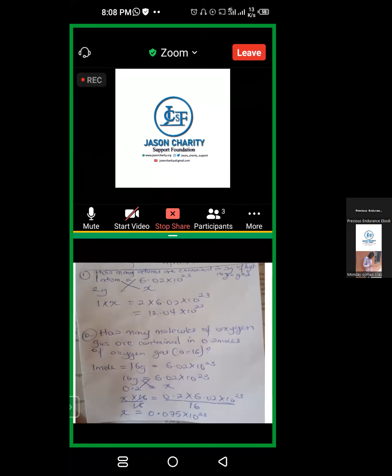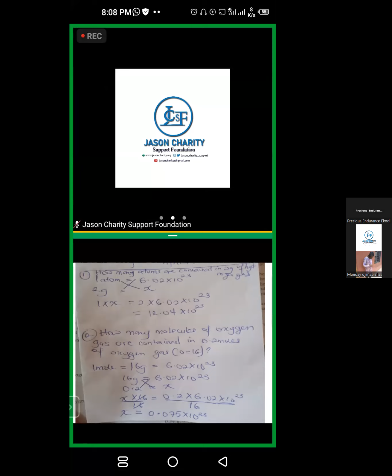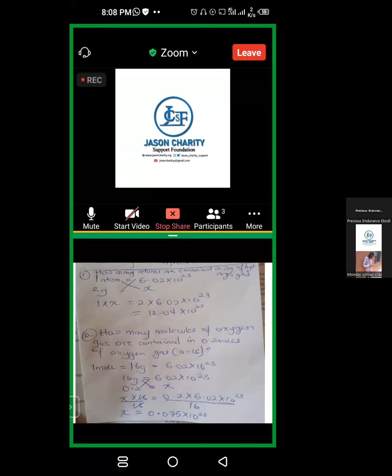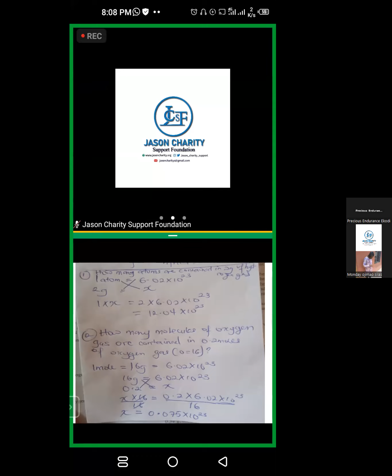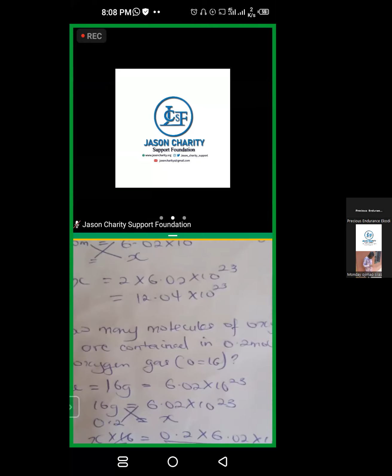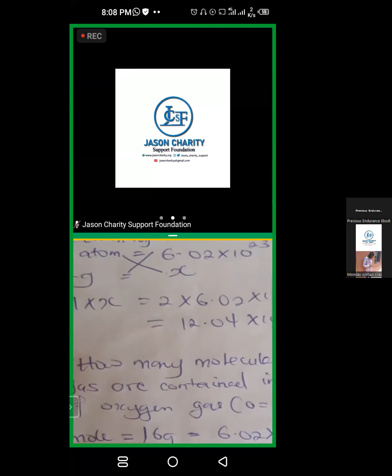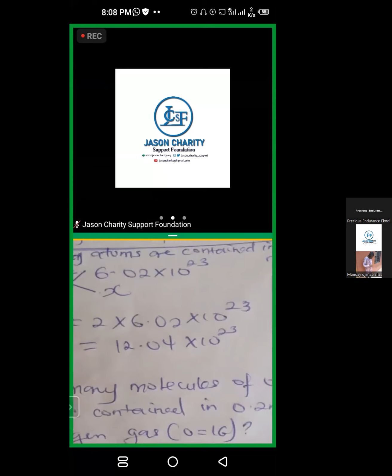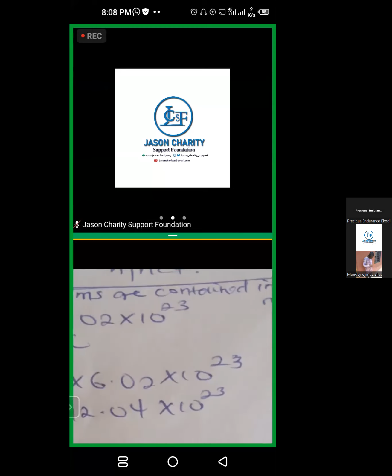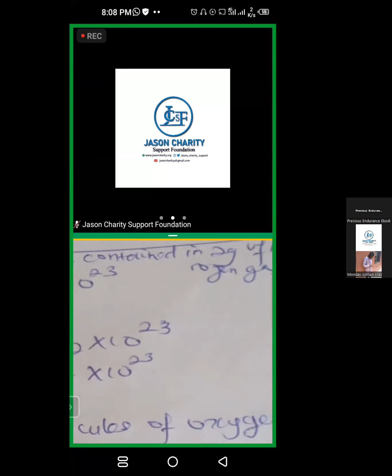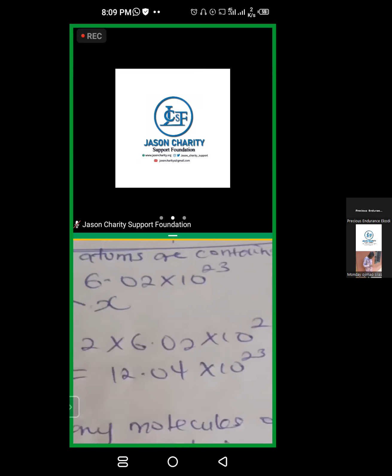So, good evening, class. Today we'll be starting with a revision from last class based on the assignment that was given to the class. So we had two questions to solve. The first one was to calculate how many atoms are contained in 2 grams of hydrogen gas.